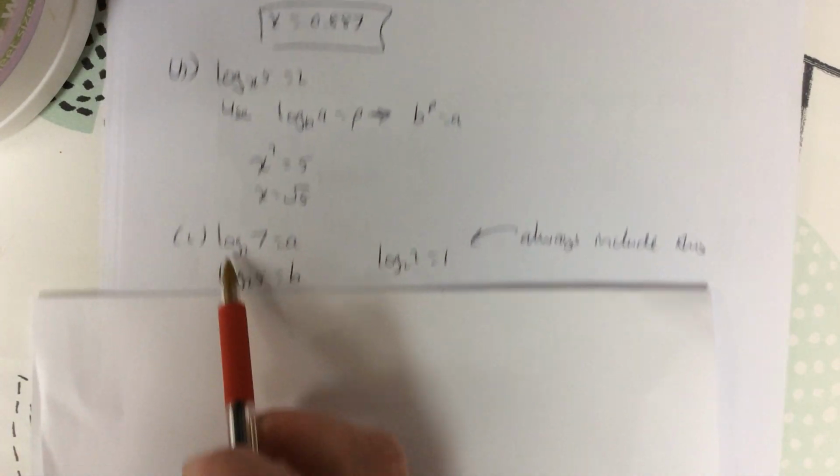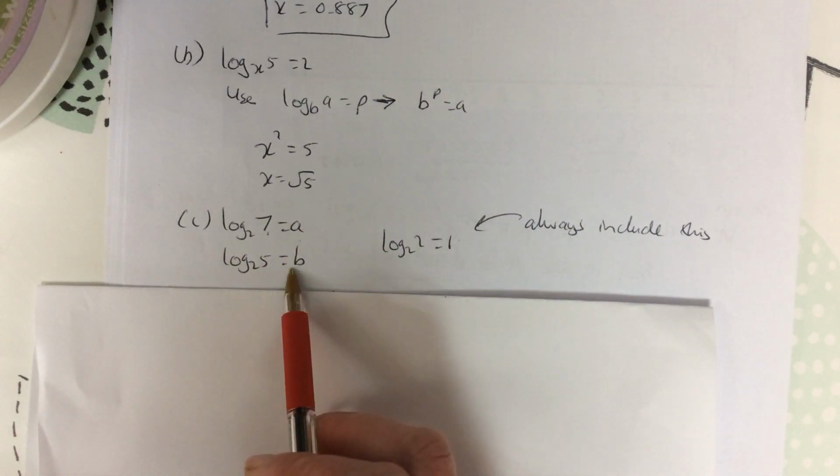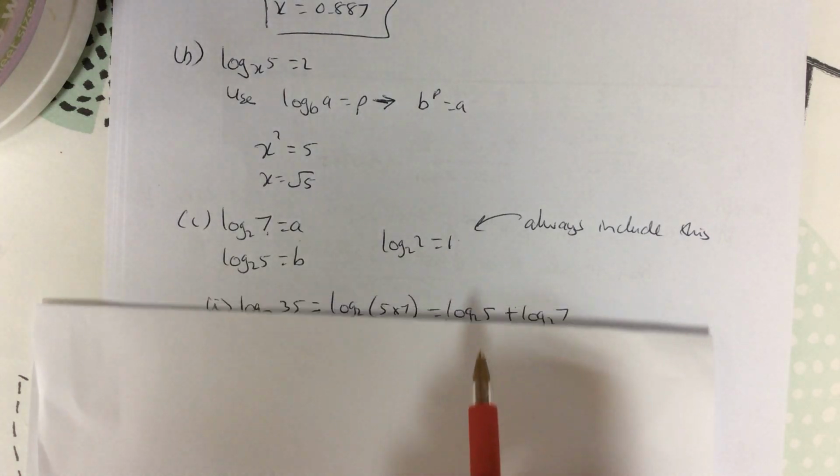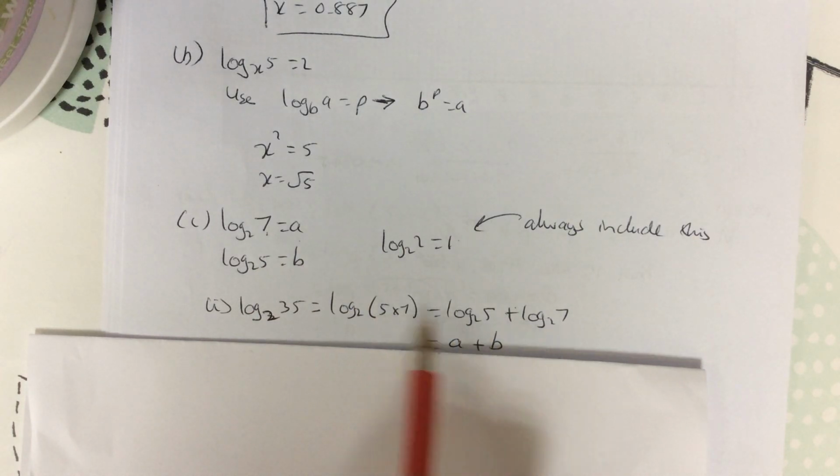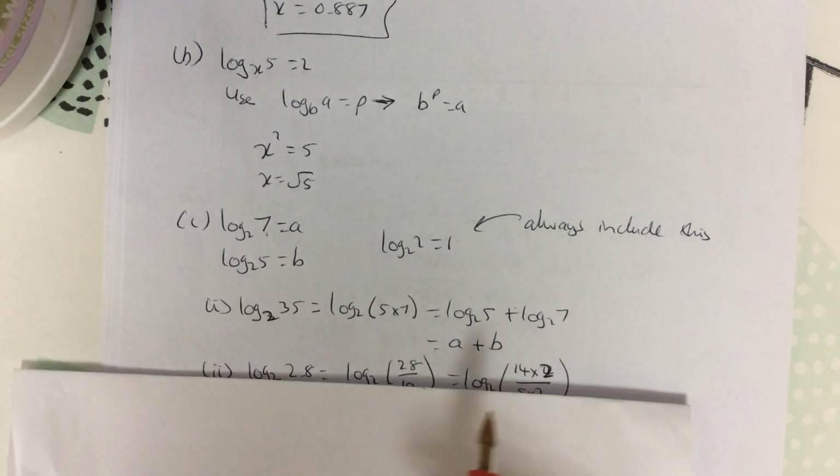Okay, this one here again, log 2 of 7 is A, log 2 of 5 is B. Remember, log 2 of 2 is 1. We want log 2 of 37, so it's 5 times 7. So we'll separate them out, A plus B.